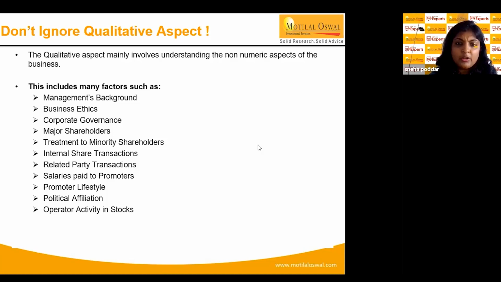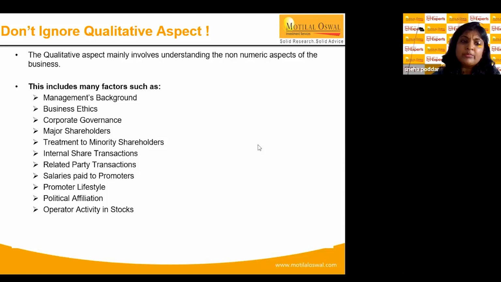So there's a question on how to analyze the qualitative aspect. As I've mentioned, you'll have to read the annual report, and in the annual report there are certain sections like the management discussion and the chairman's message, so that you can read and understand. Then you can read good blogs and management interviews, so that if you read them carefully, you will be able to check on the management quality.